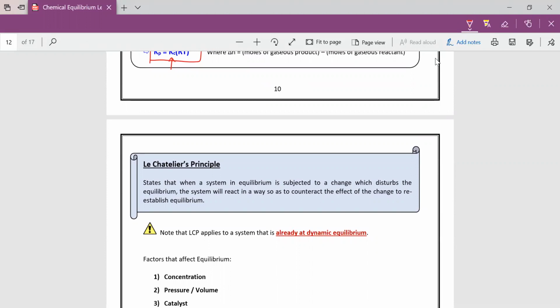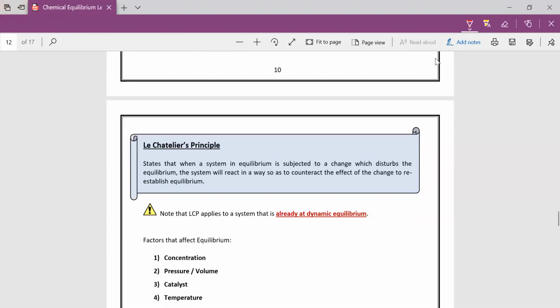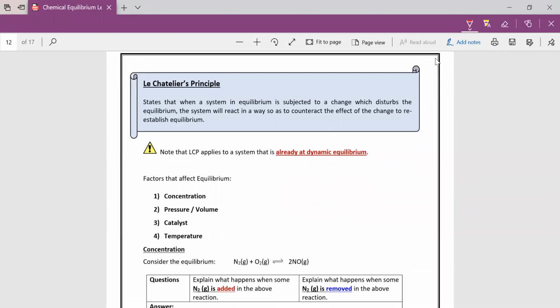It says that if a system at equilibrium is subjected to a change that disturbs the equilibrium, the system will react in a way to counteract that change so that it can re-establish equilibrium. Okay, we call this Le Chatelier's principle, LCP for short. This LCP only applies to a system that's already at dynamic equilibrium. All right, so please take note of that. Okay, we're going to look at 4 factors, namely concentration, pressure, volume, catalyst, and temperature, to see how they affect equilibrium.